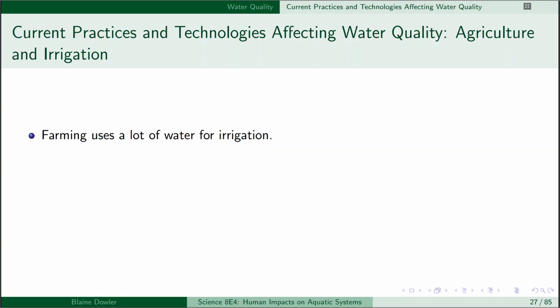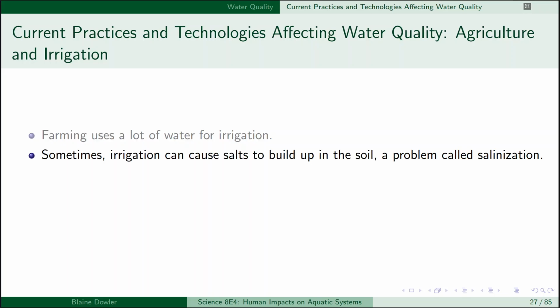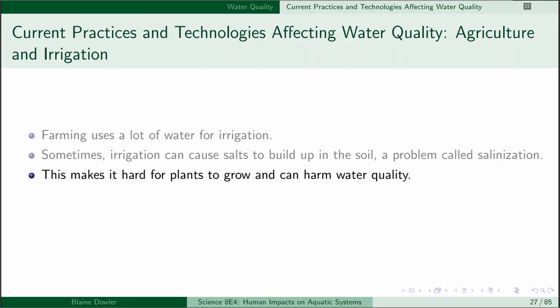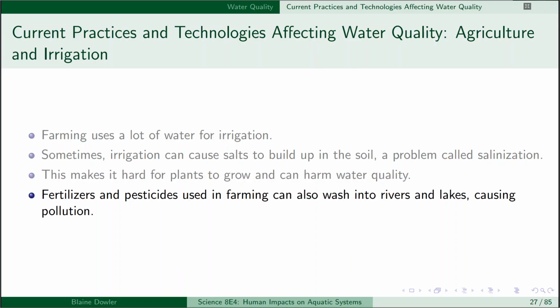Agriculture and irrigation. Farming uses a lot of water for irrigation. Sometimes irrigation can cause salts to build up in the soil, a problem called salinization. This makes it hard for plants to grow and can harm water quality. Fertilizers and pesticides used in farming can also wash into rivers and lakes, causing pollution.